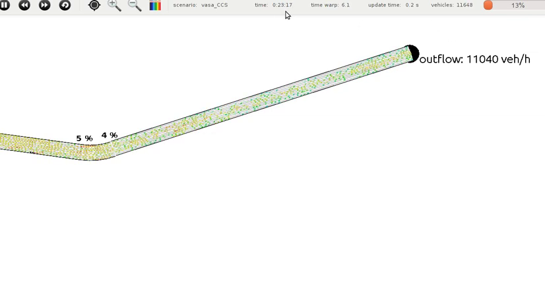In the future, we will show how a staggered start with separate starting waves can improve the situation a lot.